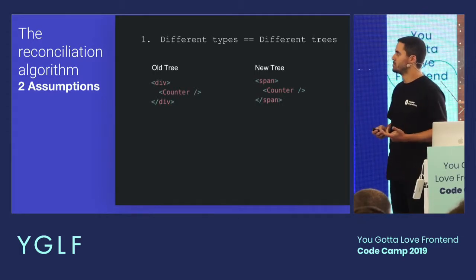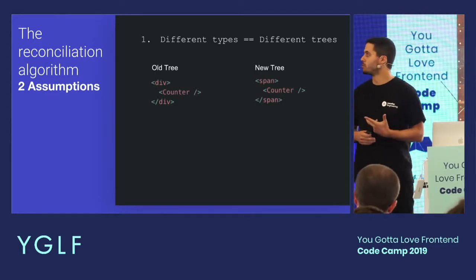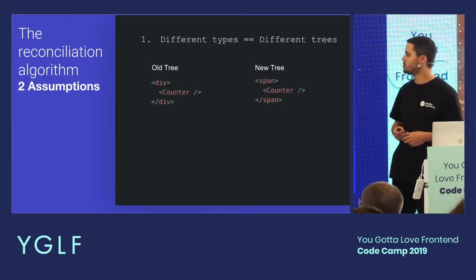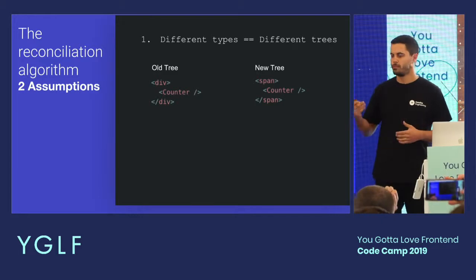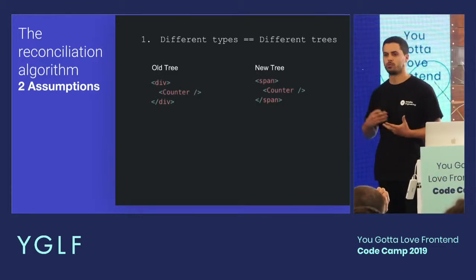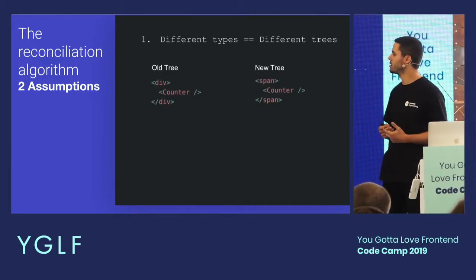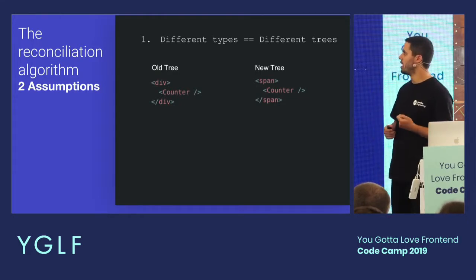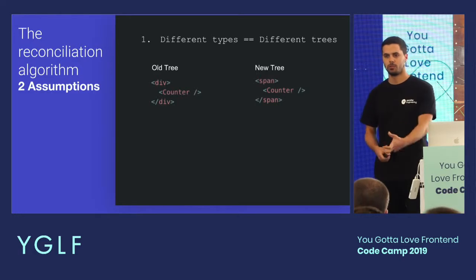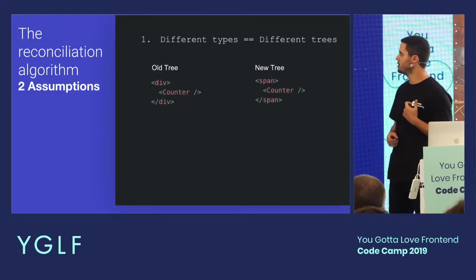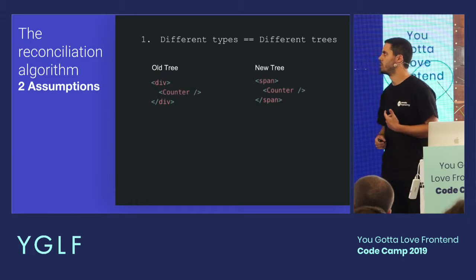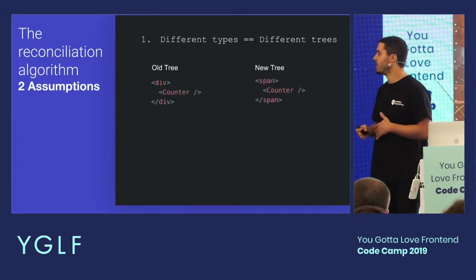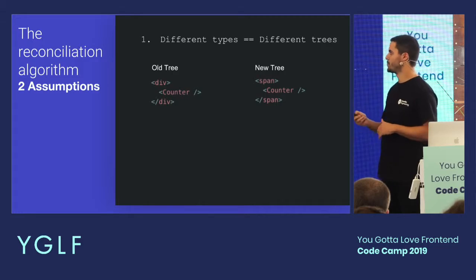The first one is pretty simple. It just means that different types will create different subtrees. On the left, we can see the old DOM tree with a div on the top. And on the right, we have the new DOM tree that React created after the update. Once React recognizes that there is a different DOM type on the top, it will throw away the old DOM and recreate the entire subtree, although we can see that the counter inside didn't change, and of course it's not efficient at all.